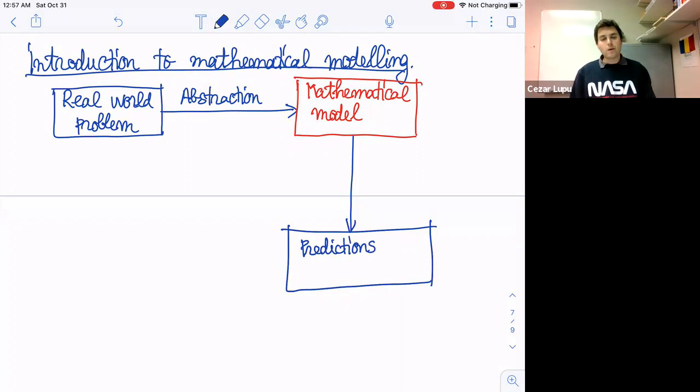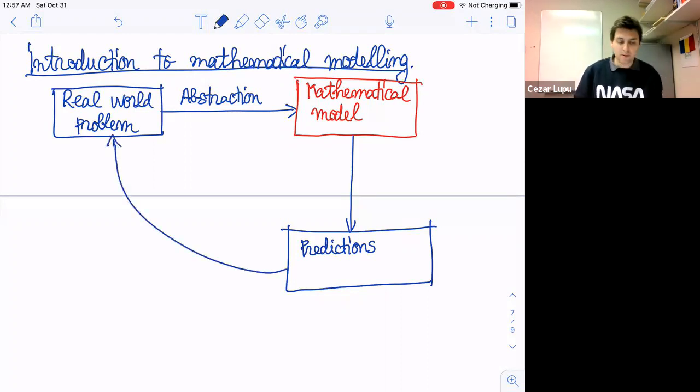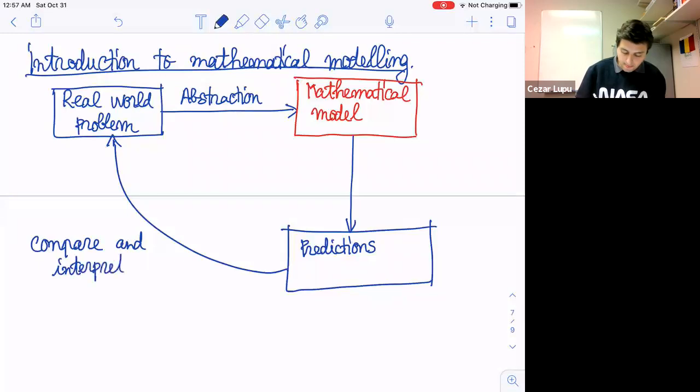And now, when we come up with this mathematical model and we make some predictions, we want to go back to the real world. We want to see how those predictions actually fit into the real world picture. So we go back to the real world problem and we compare the results and interpret. So that's what we do. But we need to come up with the mathematical model, and we want to see if this model is actually good.